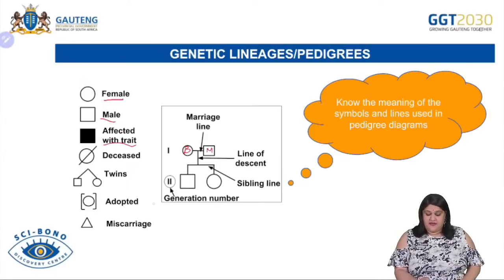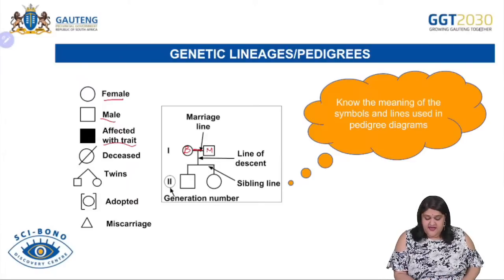Right, then this line over here is indicating a marriage line. This one is the line of descent, and then here we have a sibling line. So these two are the offspring of these two, and these two are siblings. Okay, and then here we have the generation number indicated to us.